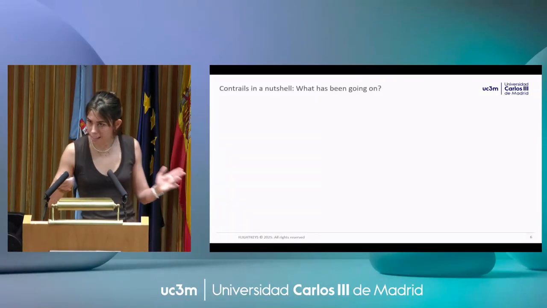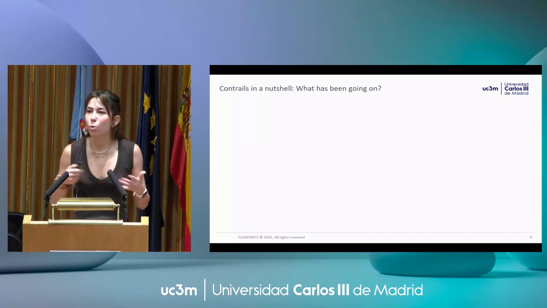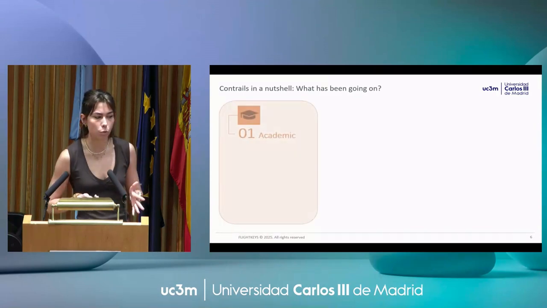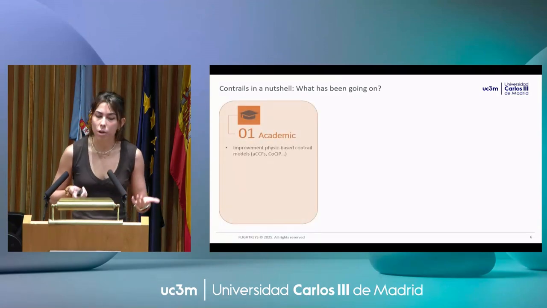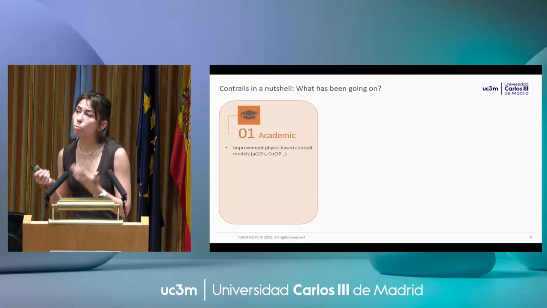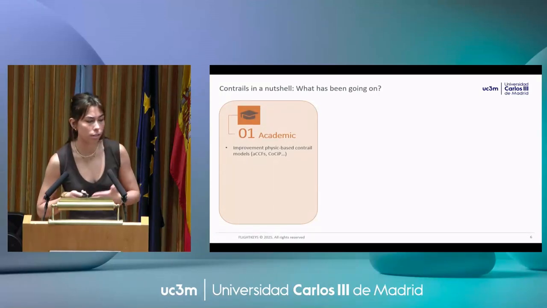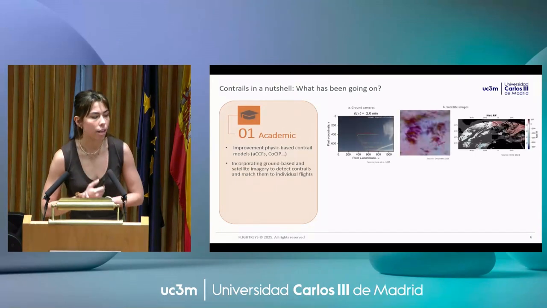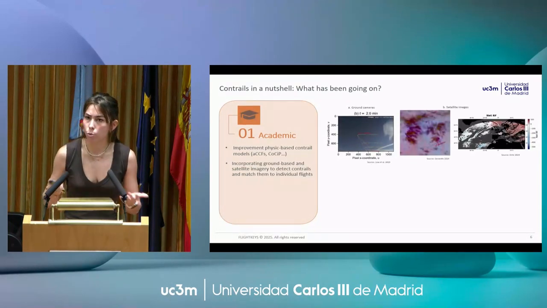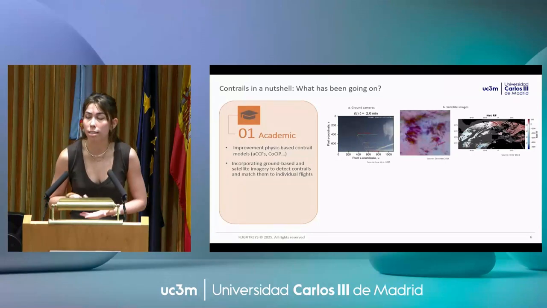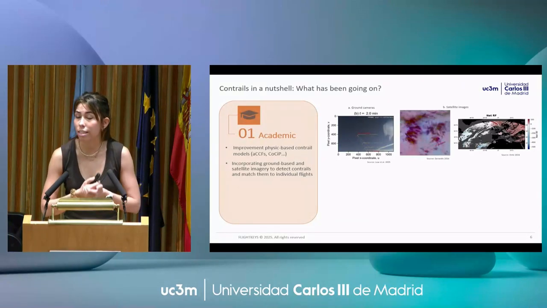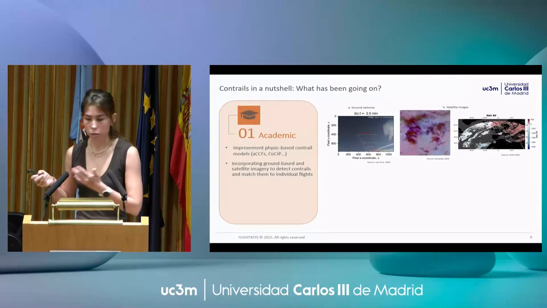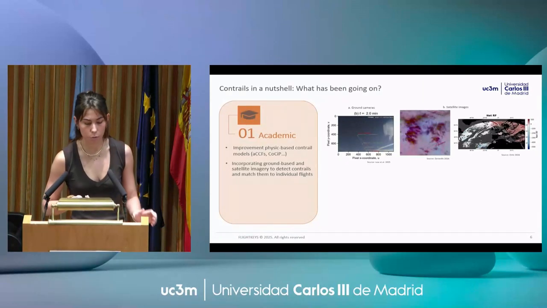Okay, so having said this is the problem, now let's go into the state of the art, what has been going on. I divided this into three core sections. The first one, from an academic perspective: we have different studies that are looking at improving the prediction models for contrails, such as the ACCF model, the COSIP model, the Google model, etc. Then we have the incorporation of new technologies like ground cameras or satellite images in the detection of contrails and being able to match these contrails to the aircraft that actually generated them. This is, for example, what Irene was presenting before.